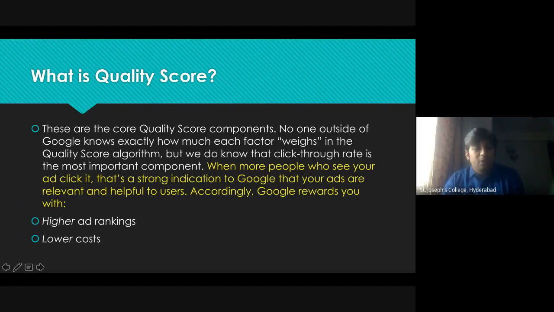But the most important component out of all of them is the click-through rate. When more people who see your ad click it, there's a strong indication to Google that your ads are relevant. One thing can be said easily: when more people are clicking your ad, the click-through rate is really good. Out of 1,000 impressions, if the click-through rate is an astonishing 700, your quality score is going to be really good because there's a greater chance that everyone is clicking on your products, and you have higher ad rankings and lower costs.